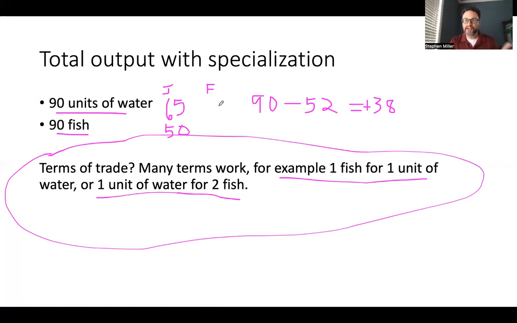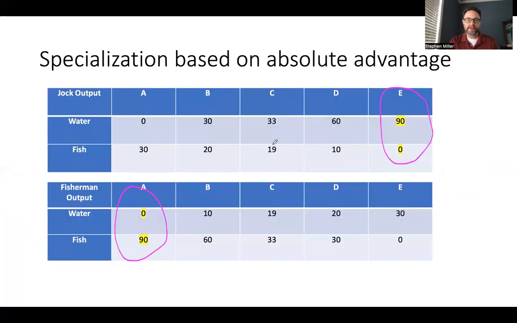The jock is doing great under that term of trade, right? 1 unit of water for 2 fish. Well, the fisherman, though, has the 25 liters of water that the jock gave him, and he is still left with 40 fish. And if you go back here, you see that the fisherman went from 19 liters of water to 25 liters of water, and he went from 33 fish to 40 fish. So he's better off than he was.